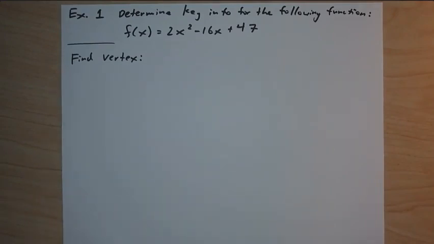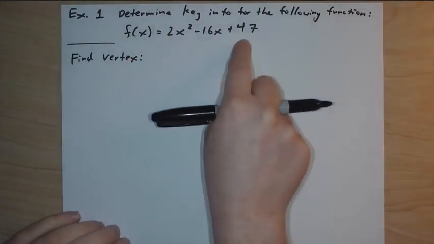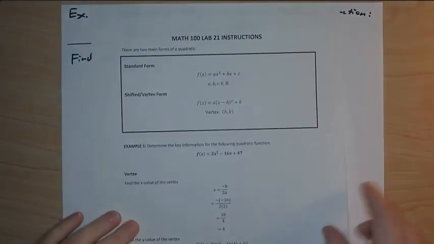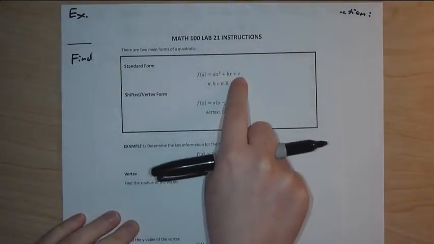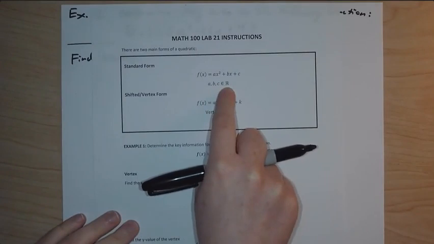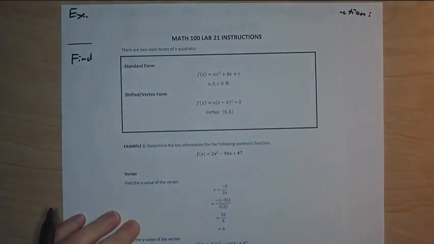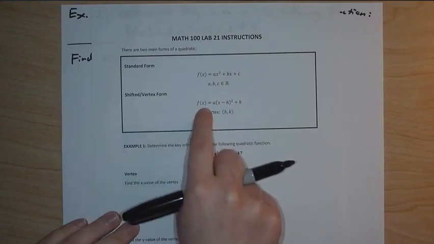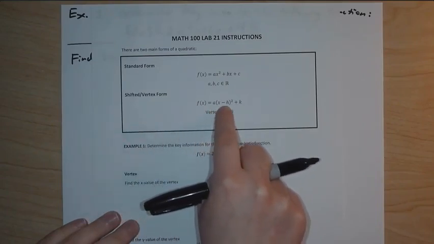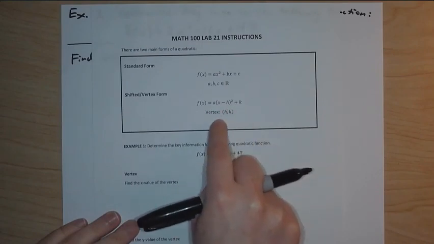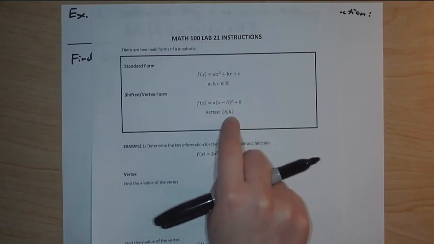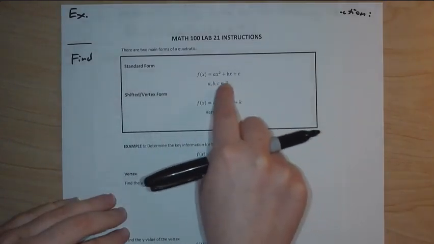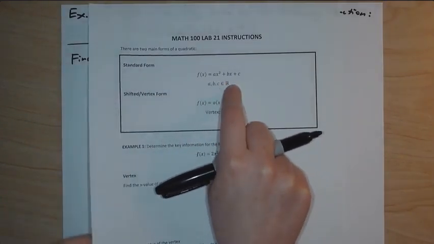The first way I'm going to show to find the vertex is using the function while it's in standard form. What I mean by that is it is in the form of ax squared plus bx plus c, where a, b, and c are real numbers. The alternative to standard form is shifted or vertex form, which is f of x is equal to a times x minus h squared plus k, where the vertex is (h, k). So the first way I'm going to show is finding the vertex when the function is in this form.